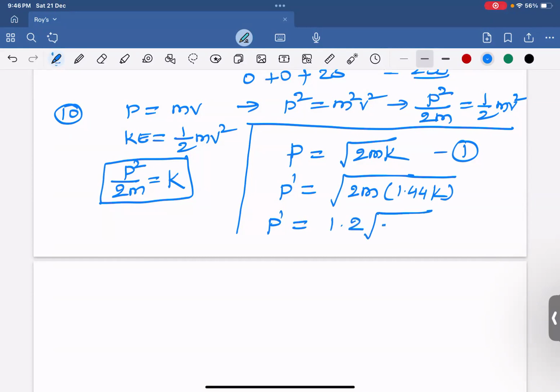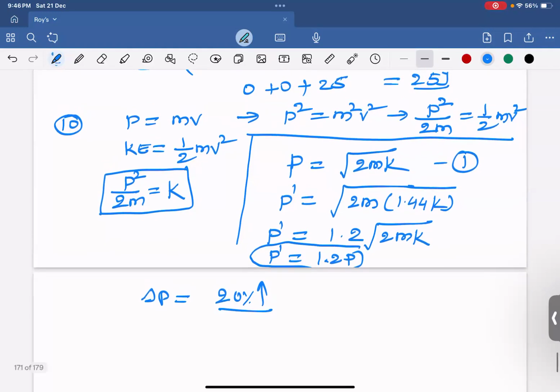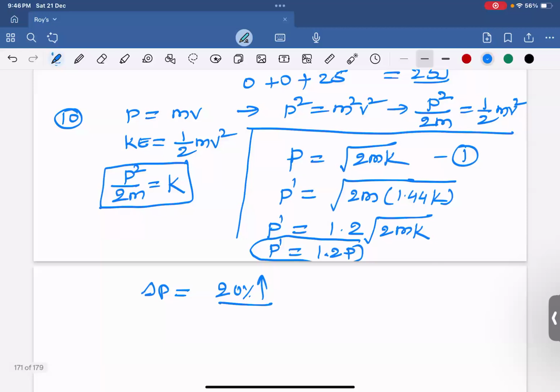So 1.2 times under root 2mk, and under root 2mk is p only. So what you find is the new momentum is 1.2 times the initial momentum, which means 0.2 is the increase, and 0.2 is 20%. That means momentum has increased by how much percent? 20%. Second option is correct. Please, if you have any doubt, then please ask. Okay.